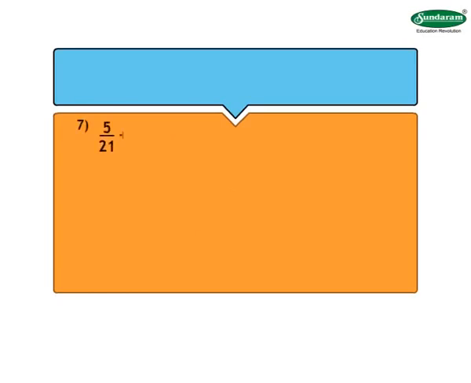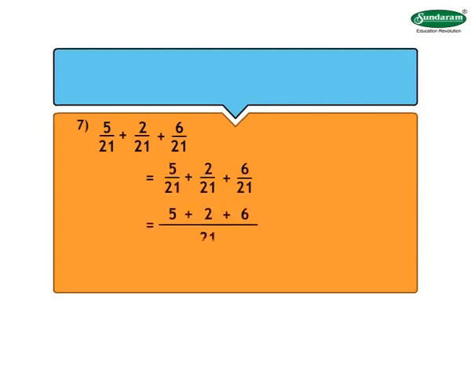7. 5 upon 21 plus 2 upon 21 plus 6 upon 21. Adding only the numerators of all fractions and writing the common denominator as it is, we get 5 upon 21 plus 2 upon 21 plus 6 upon 21 is equal to 5 plus 2 plus 6 the whole upon 21.